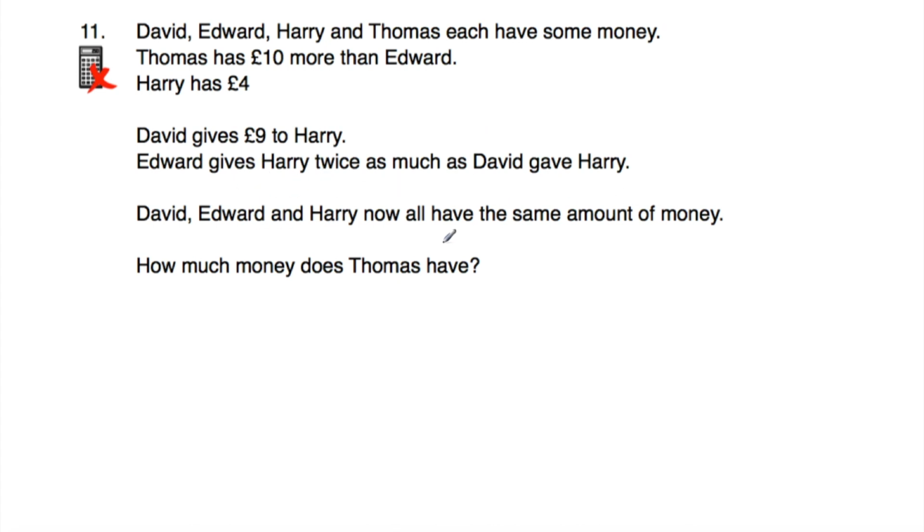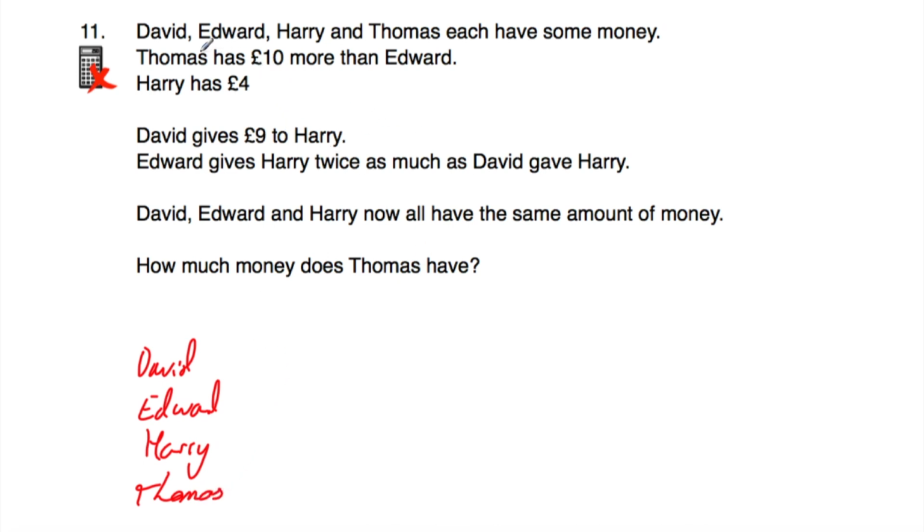How much money does Thomas have? Now what I'm going to do here is write the name of each person down here. So we've got David, we've got Edward, we've got Harry, and we've got Thomas. I'm just writing the names down to help me try and spot what's going on here.